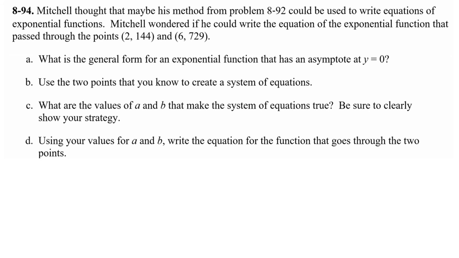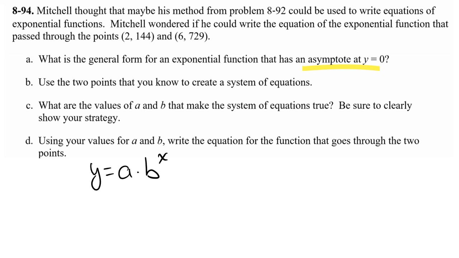So question 94 today in class followed a progression of problems, where we saw that we can basically write a system of equations in order to figure out what the parameters are for either a line or, in this case, for an exponential curve. For example, it says write the general form of an exponential function that has an asymptote at y equals 0. So that looks like this, right? It's y equals a times b raised to the x power.